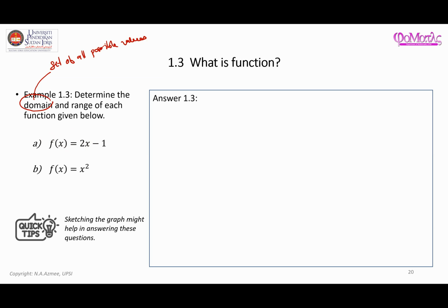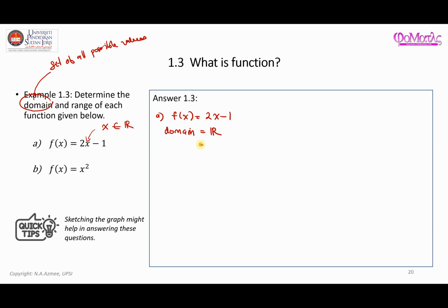So that's the idea. Okay, and based on this, we can see that if I plug in whatever value of x such that x is a real number, then you don't have any issue or no problem whatsoever. Okay, so for question A, f(x) is 2x minus 1, and I can see that my domain will be real number. Okay, it's a set of real number.